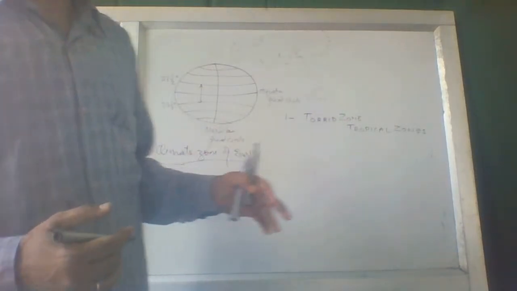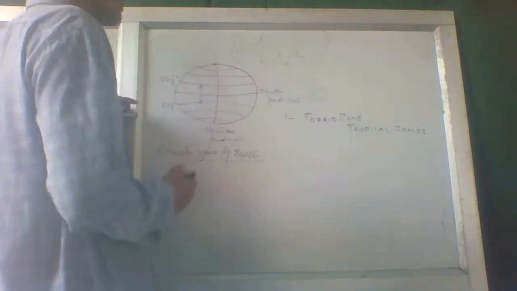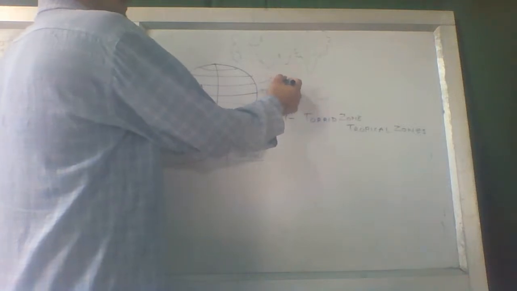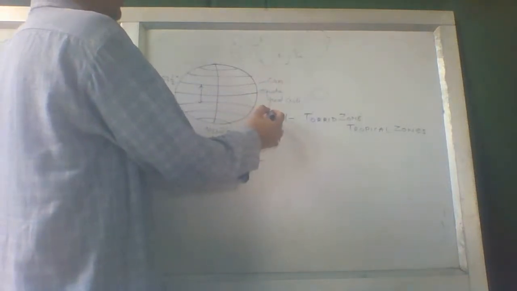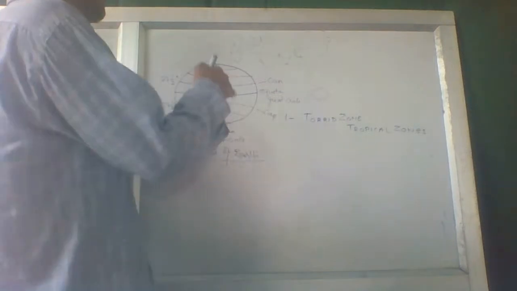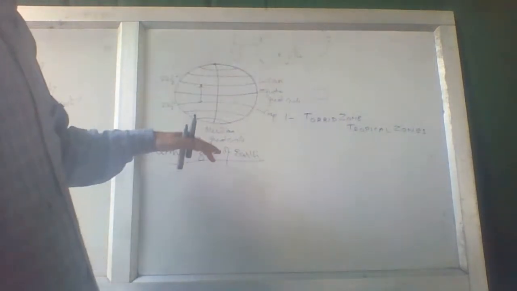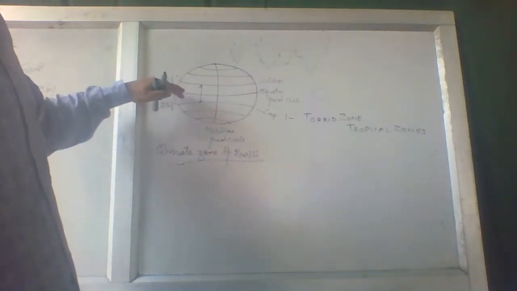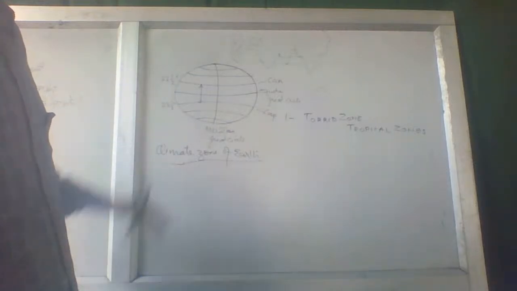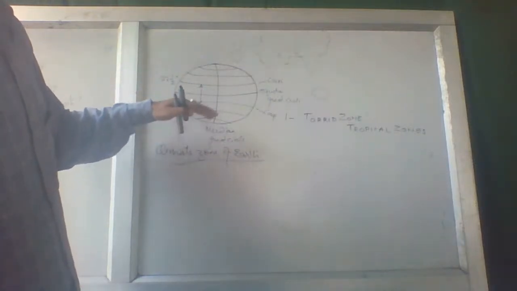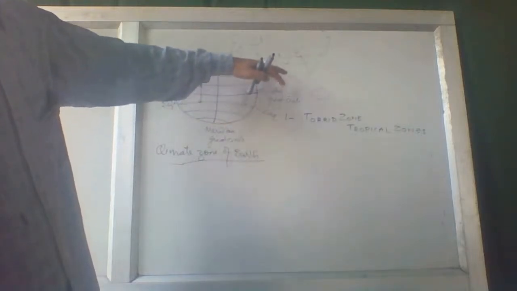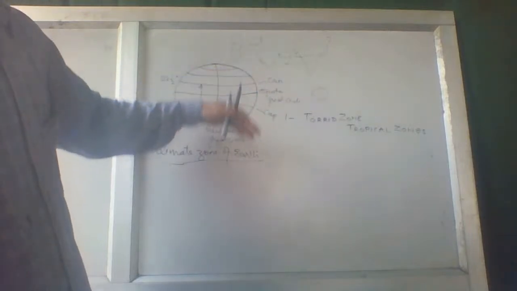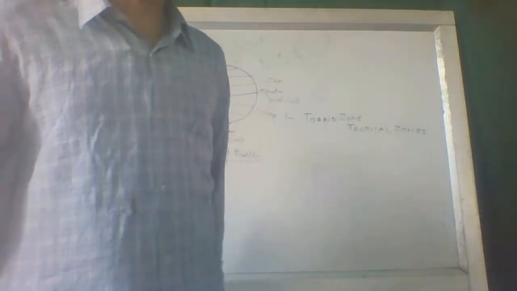Tropic of Cancer and Tropic of Capricorn. Tropic of Cancer is towards the North Pole, and this is the Tropic of Capricorn, towards the southern part. They are 23.5 degrees from the equator on the northern side and on the southern side, and between these two, the whole area is known as the torrid zone or the tropical zone.